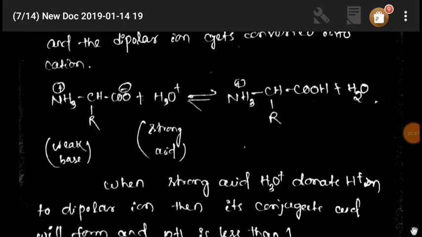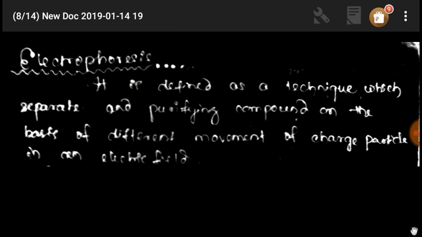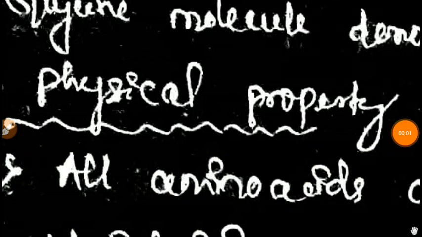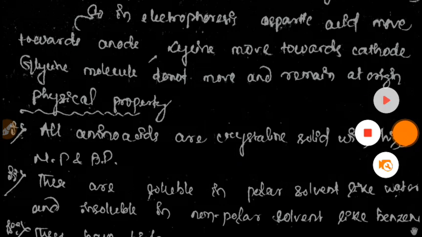Next I will come to electrophoresis. It is defined as the technique which separates and purifies compounds on the basis of different movement of charged particles in an electric field. As we discussed, it is electrophoresis, so we have to take it in an electric field.